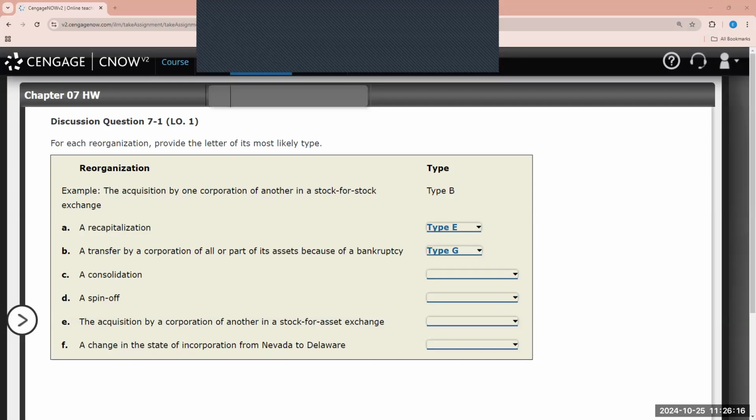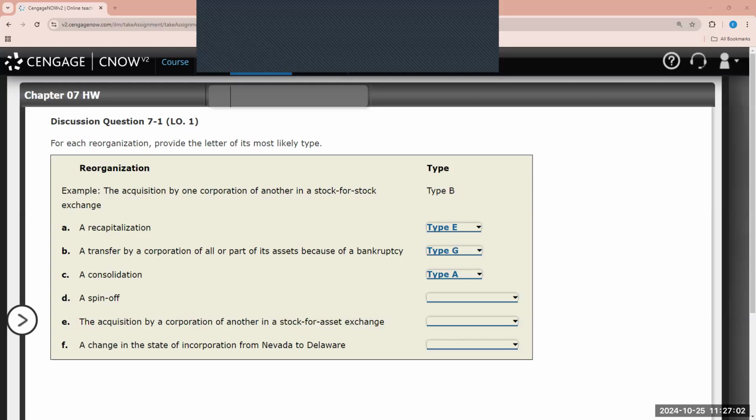C, a consolidation. So a consolidation would fall under type A. Under type A, this is where there's a reorganization that can be classified as either a merger, where two companies are coming together, or a consolidation. A merger is basically, again, a union of two or more corporations with one of the corporations retaining its existence and absorbing the other, so the other no longer exists. A consolidation happens where they create a brand new corporation to take the place of two or more corporations. So it's definitely important to distinguish between a merger and a consolidation.